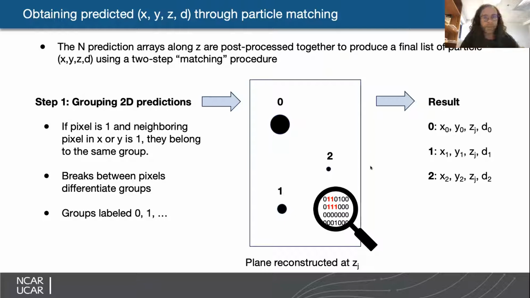And then we want to basically just label them. So here we have this unique island of 1s over here. I'm going to label it 0. We had another one over here, let's just label it 1. Got another one over here, label it 2. Great, there are 3 particles in this image.